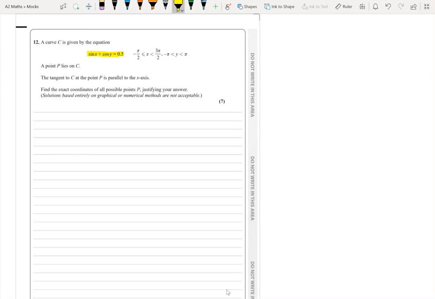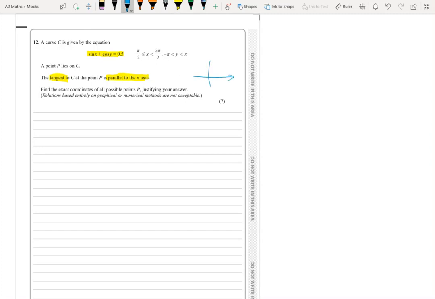Let's actually read it. So P lies on the curve C. The tangent to the curve at point P is parallel to the x-axis. And again, it's talking about a tangent. Tangents to a curve, we need to find the gradient function. And let's be more specific and think about what parallel to the x-axis means.